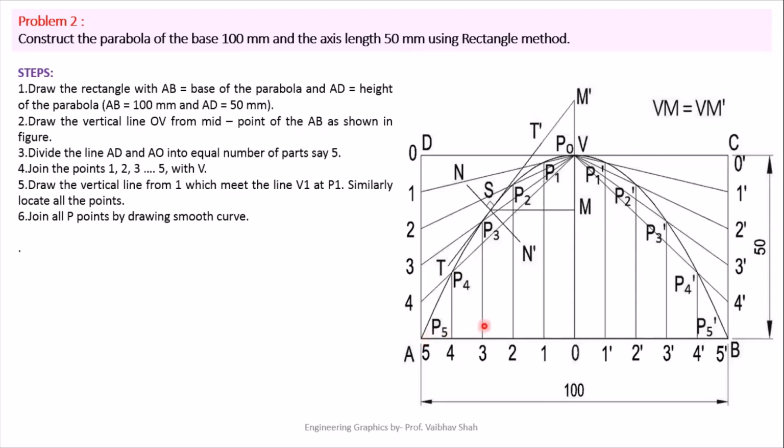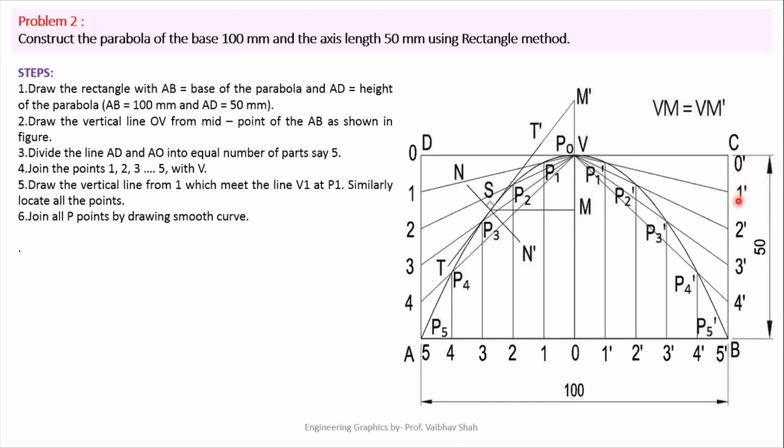After that we follow a similar procedure on the right-hand side of the rectangle. We first divide this horizontal portion once again into 5 equal parts. Similarly, we divide this vertical portion CB into 5 equal parts. As always, we start numbering from this point. So this point would be 5 dash. So this is 4 dash, 3 dash, 2 dash, 1 dash, and this would be 0. After that, starting from 5 dash, this must be once again 5 dash, then 4 dash, 3 dash, 2 dash, 1 dash, and 0 dash.